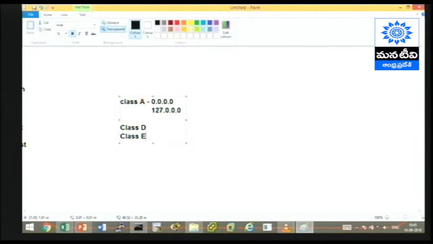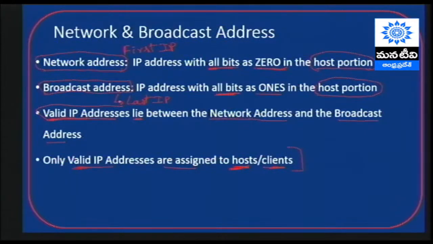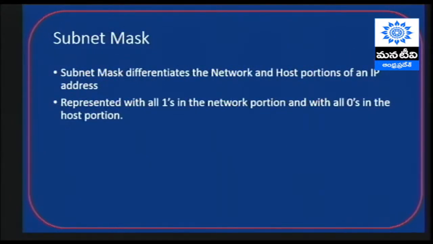Okay. Along with these IP addresses, we also have something called a subnet mask. So what is this subnet mask? Every IP address will have a subnet mask associated with it. The subnet mask is the one which differentiates between the network bits and the host bits of an IP address. Later on we will be discussing this in detail, along with the IPv6 addresses, in the next session.